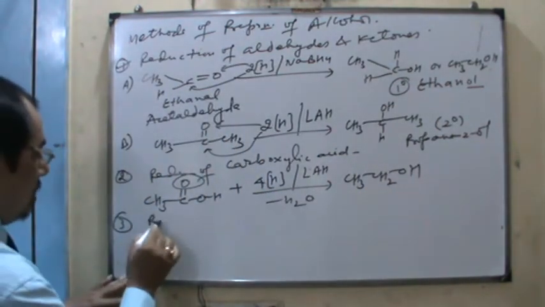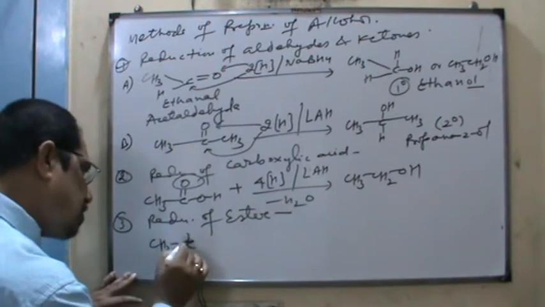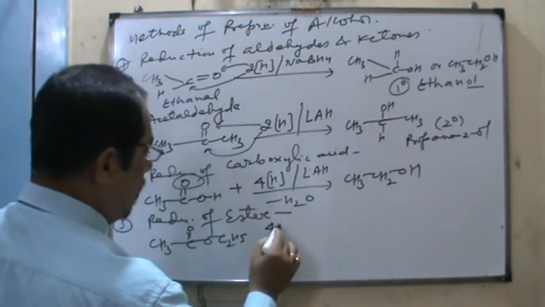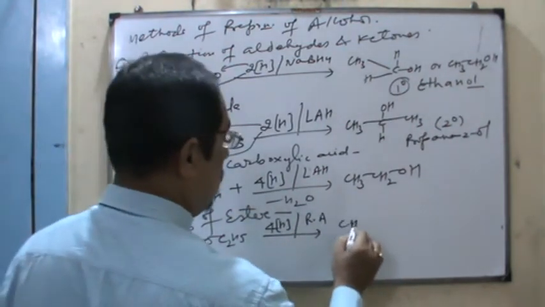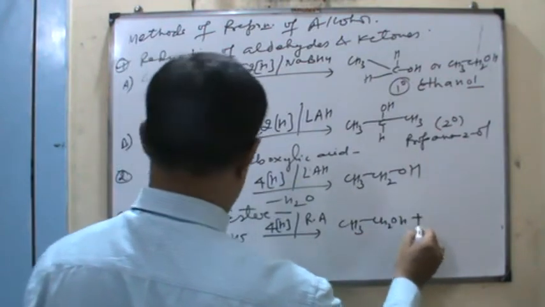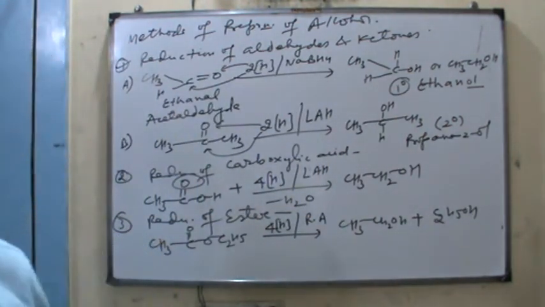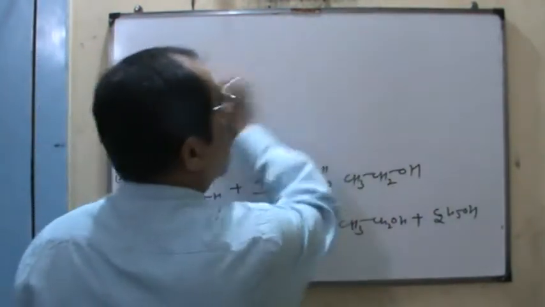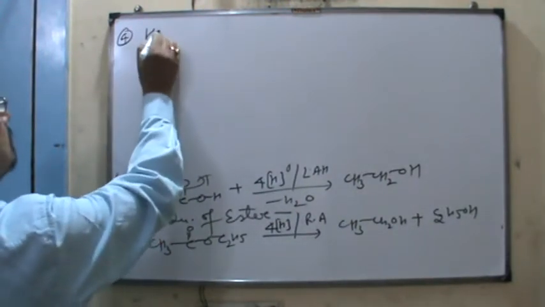Third is the reduction of ester. You know the formula of the ester? CH3COOC2H5. Now you take 4 hydrogen in presence of any reducing agent, where it forms CH3CH2OH plus C2H5OH. Again the reaction is balanced. You get 2 molecules of ethanol. So reduction of acid, reduction of aldehydes and ketones, and reduction of ester.